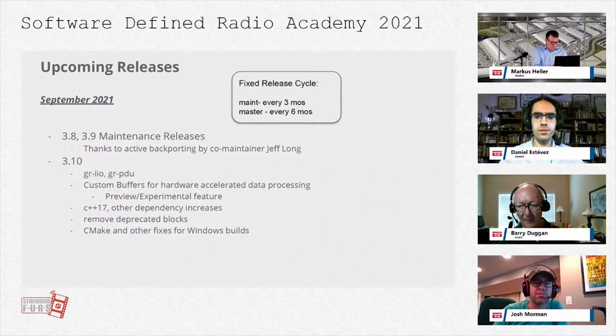We also move up to C++17, so there's some language features that you can use now in your out-of-tree modules and in the main code base, and then also other bug fixes, removal of some deprecated blocks, and some big improvements thanks to Ryan Volz with the CMake and getting it more suitable for Windows builds. So I believe that's all I had. I think that's the last slide. So those are the GNU Radio updates.